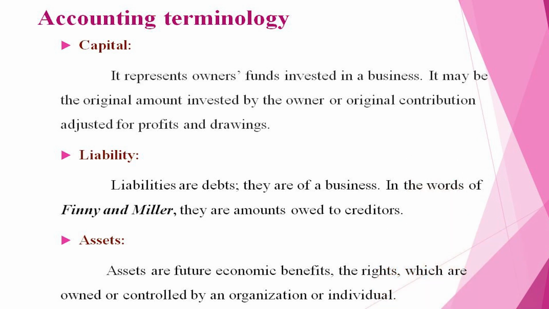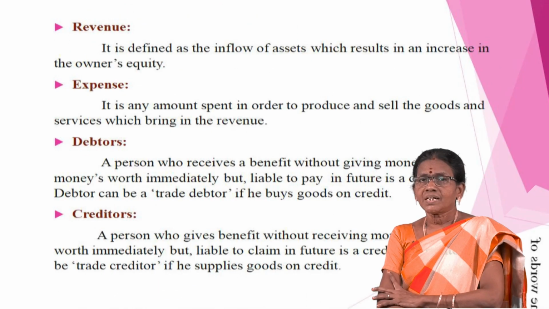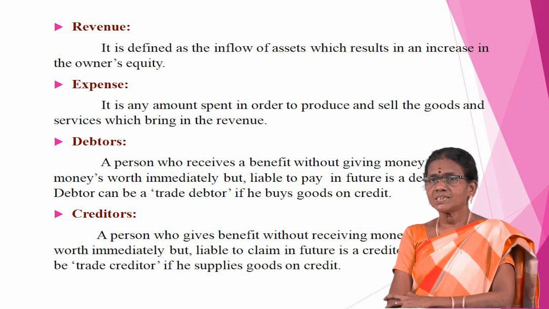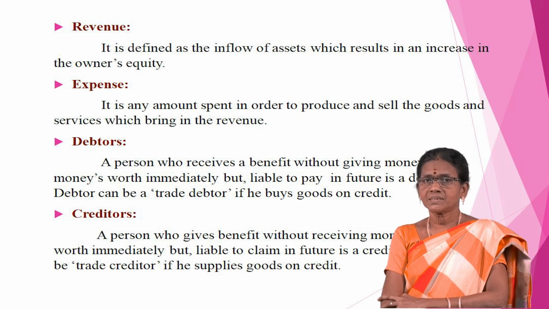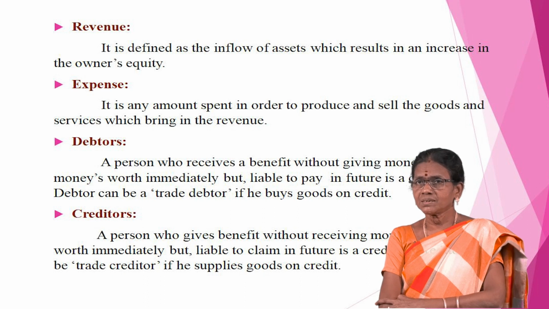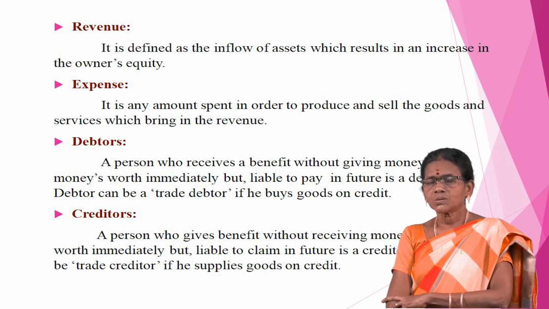Then assets. Assets are the future economic benefits, the rights which are owned or controlled by an organization or individuals. Then revenue. It is defined as the inflow of assets which results in an increase in the owner's equity. Expense. It is any amount spent in order to produce and sell the goods and services which bring in the revenue. The debtors. Who are the debtors?